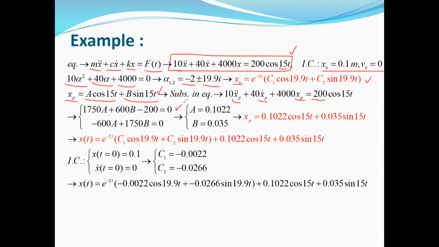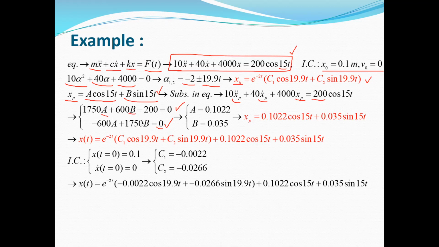This is the first equation. And then the coefficient of sine 15t in the left hand side must be equal to the coefficient of sine in the right hand side, which is 0. This is the second equation, the coefficient of sine 15t, and the first one is the coefficient of cosine 15t. So we have a system of two algebraic equations with two unknowns, a and b. We can easily solve these two equations.